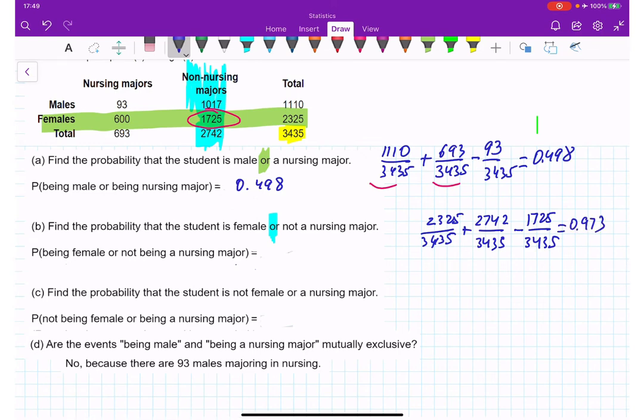How are you going to work with this fraction? Since the denominator is the same everywhere, you're going to take 2325 plus 2742 and then minus 1725 and at the end divide by 3435. Very easy. That's the easiest way. So here we get 0.973. Moving to question number C.